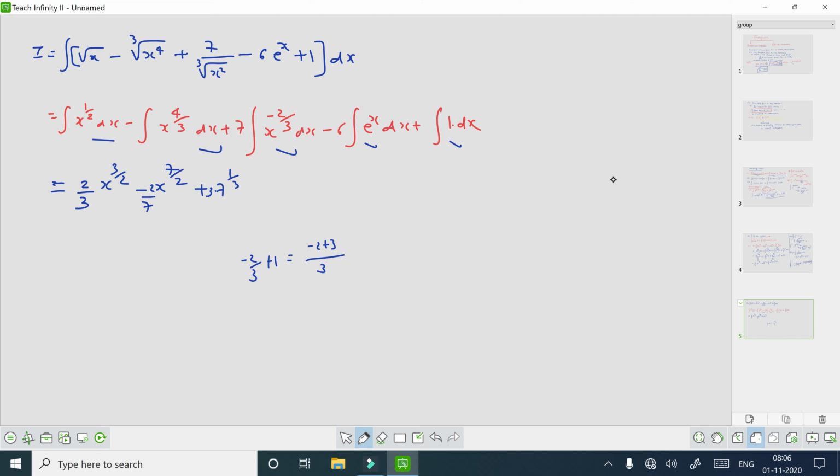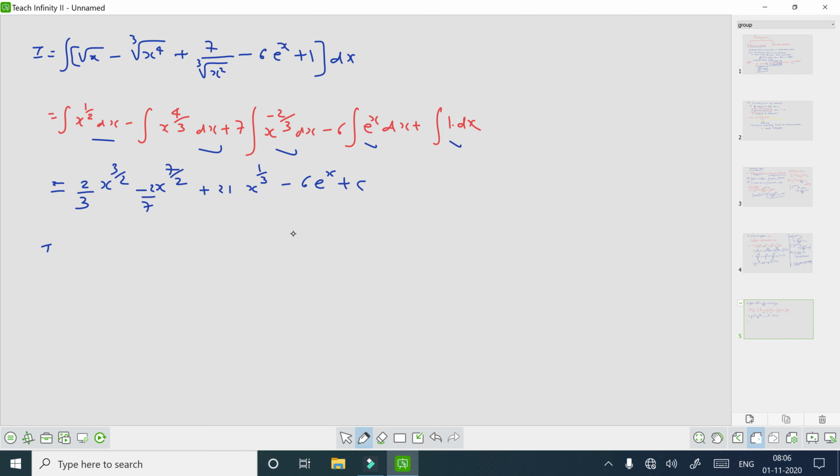That is 3 into this one, plus 3 into x raised to 1 by 3 into 7, and that comes out 21. Clear? Minus 6 e raised to x plus c. Directly you can write in this way. Clear? Very easy to see that thing. Now, let us consider one more example.